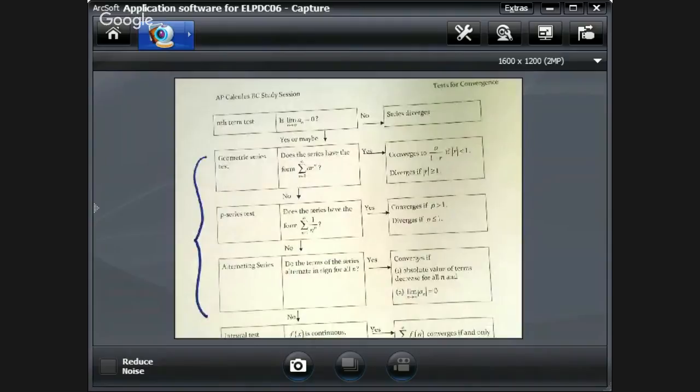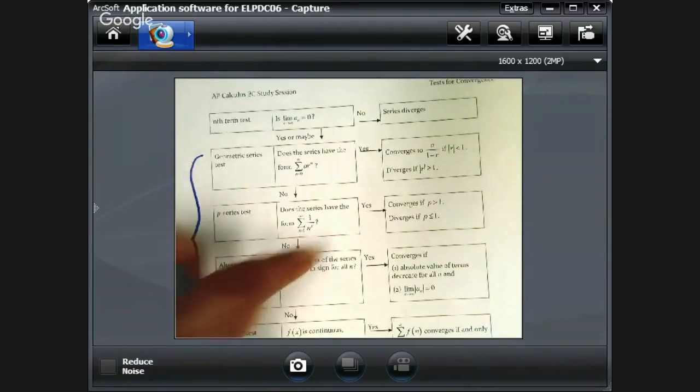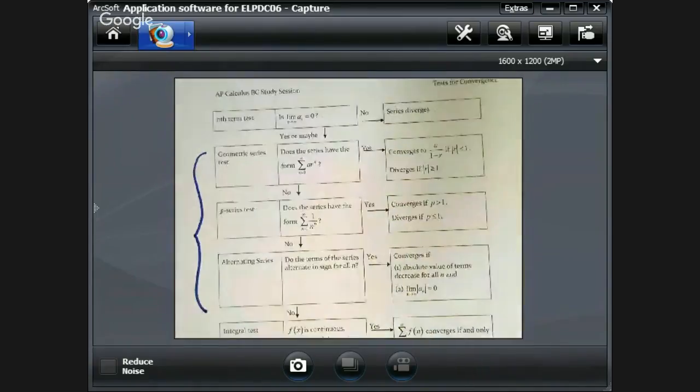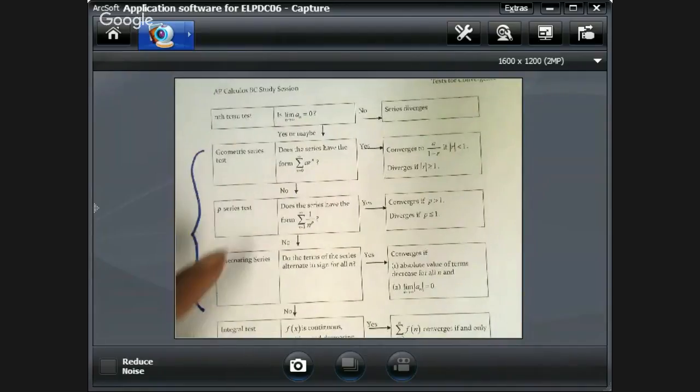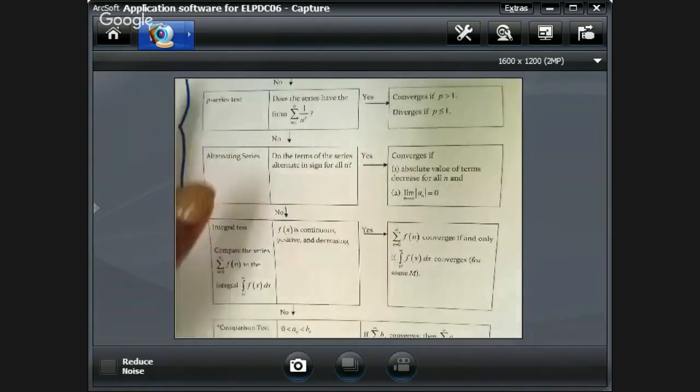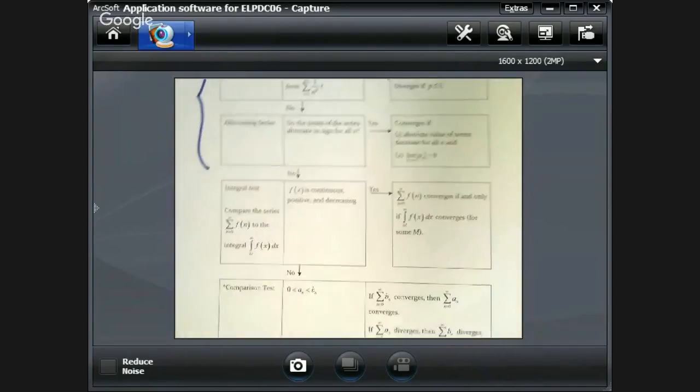Is it a geometric series, a P-series, or an alternating series? If it's one of these three, then you do the corresponding test to determine convergence or divergence, and you'll know that right away. If it's none of these three, then you go down to the ones at the bottom, the integral test and the comparison test.